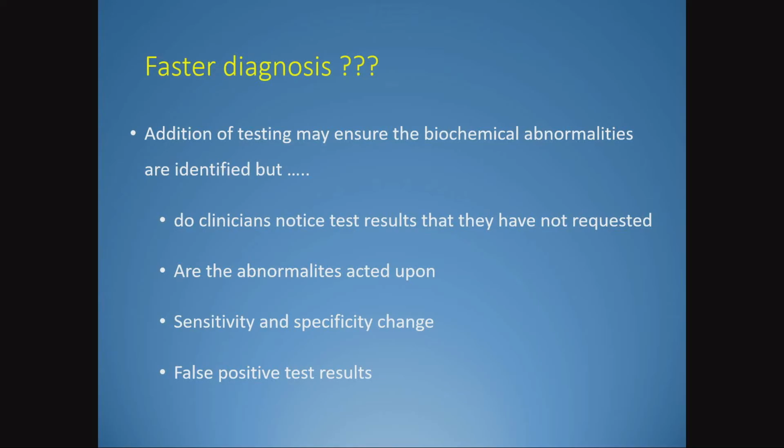These are some questions that I'd quite like to ask you, and I don't know the answers. Do clinicians notice test results that they've not requested themselves? Do they act on the results? Do we know what the sensitivity and specificity is when we don't know what the pre-test odds are? The problem with adding on tests is that you produce many more false positives than false negatives. And what are the problems with those false positives? I've already highlighted the case report of the patient with ascites due to hypothyroidism as being a false positive.